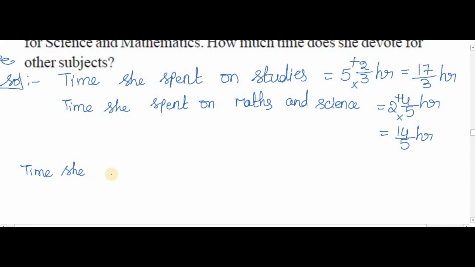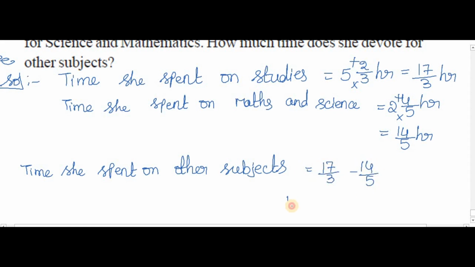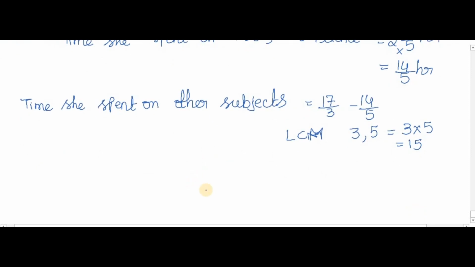Time she spent on other subjects is equal to 17 by 3 minus 14 by 5. Of course here also we should go for LCM. 3 and 5, they both are prime numbers, so we can go for direct multiplication. 3 5s are 15. Now in 3 table when we get 15? 3 5s are 15. So 17 into 5 by 3 into 5 minus, 5 table when we get 15? 5 3s are 15. 14 into 3 by 5 into 3.